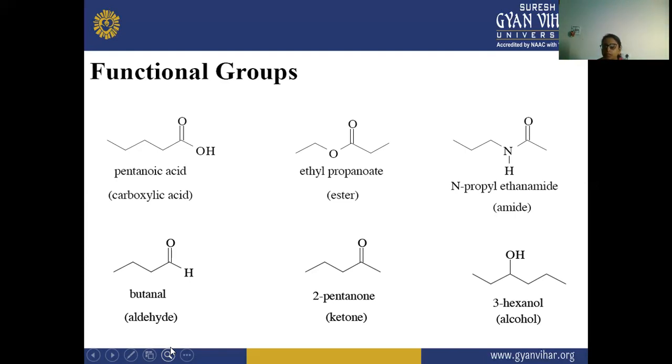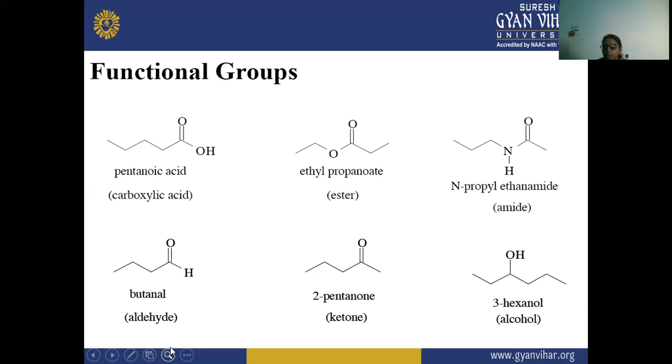Here, COOH is applied to the chain if it has a carboxylic acid, and the suffix that is applied is -oic acid. In case of an ester, RCOOR, we apply ethyl propyl. Next is N-propyl ethanamide. In this case, this is CONH, and its name is N-propyl ethanamide.